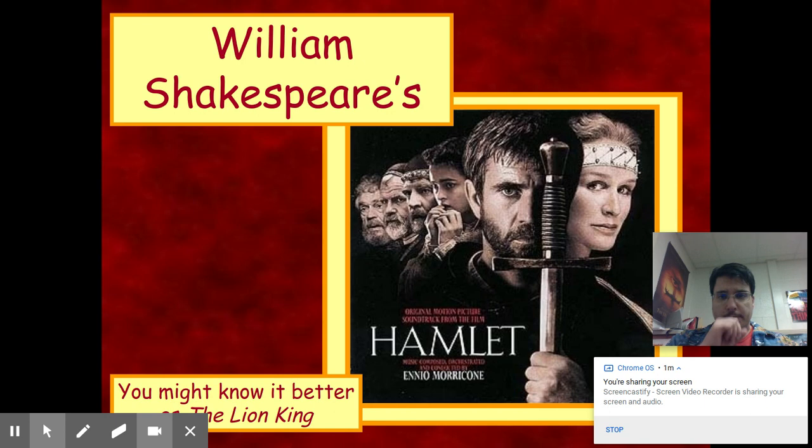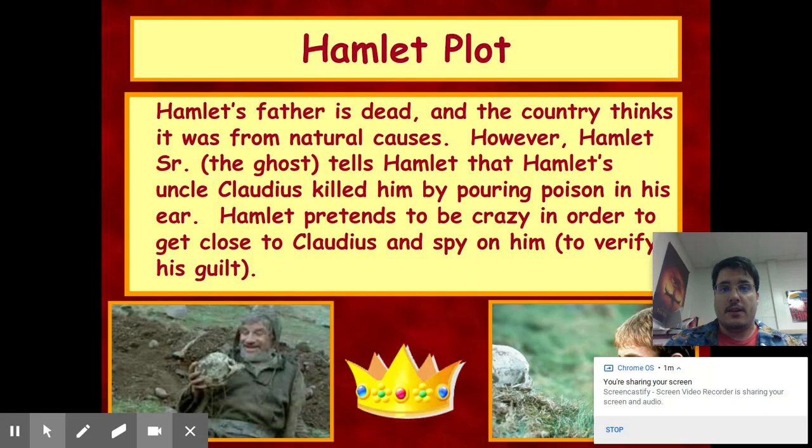So here we go. It kind of helps get the idea of Hamlet if you're familiar with Disney's The Lion King, because The Lion King borrows very, very heavily from Shakespeare's Hamlet. So, that being said, there are a lot of similarities, but also a lot of differences. So, let me run you through the general plot.